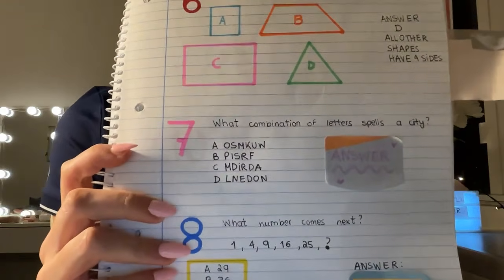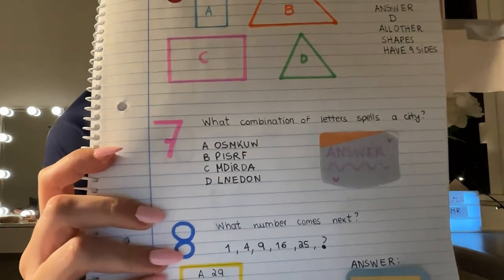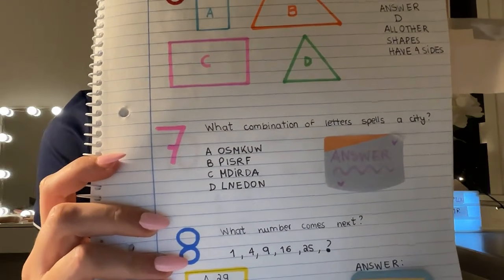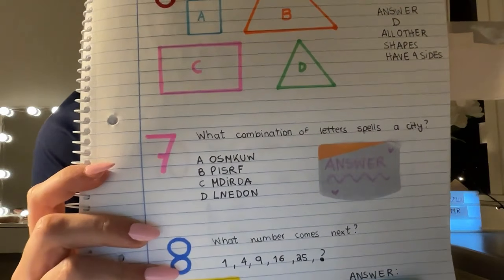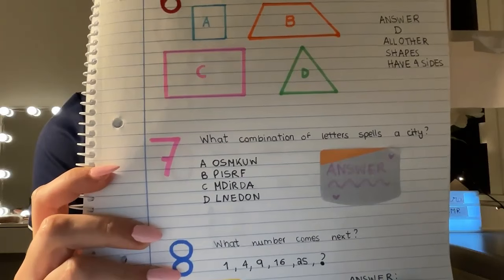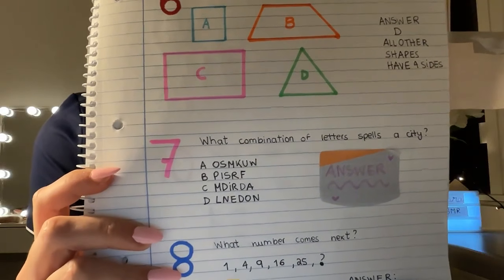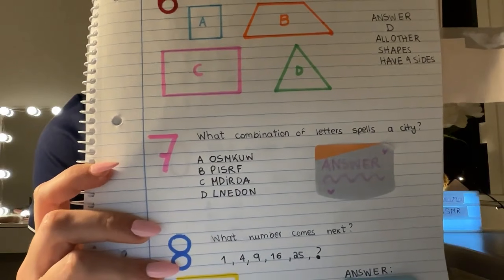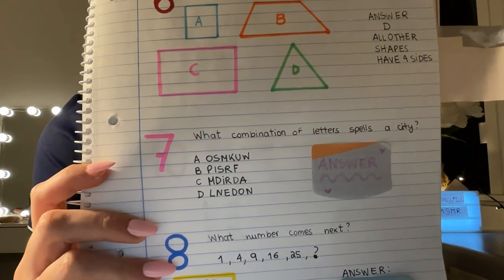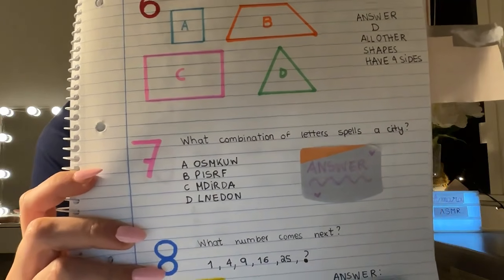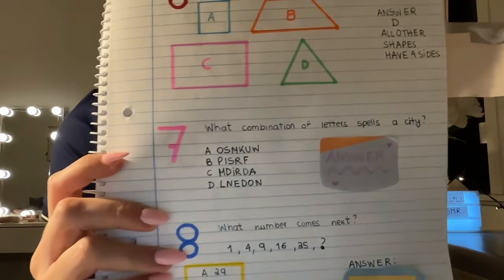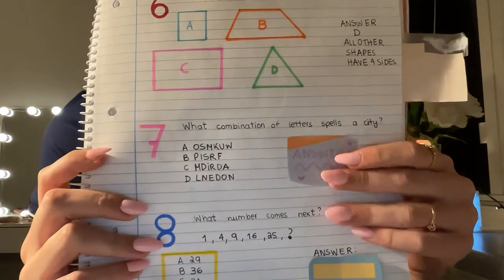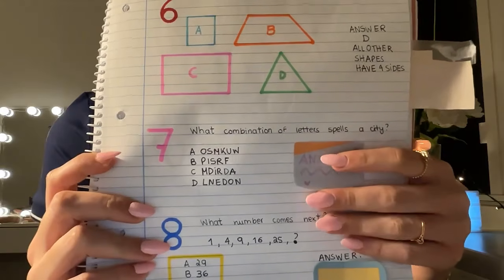You can take a look at all of the letters. What do you think is the answer to question number 7? Do you think it's A, B, C, or D? It's the name of a city. Should we take a look at the answer? Will you lock in your answer?